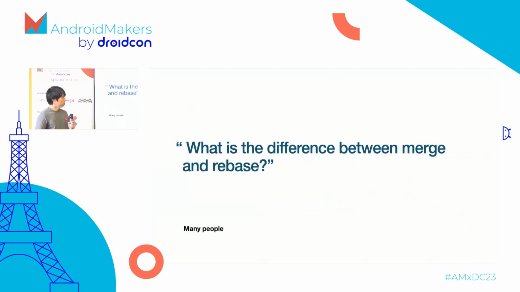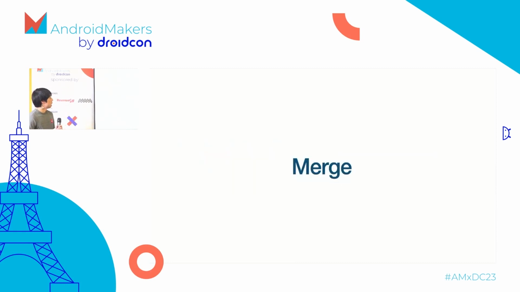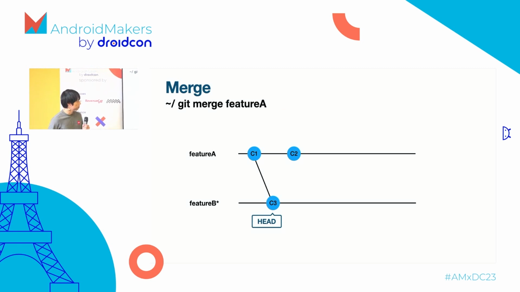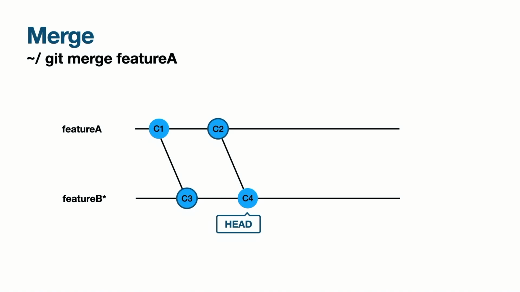So what is the difference between merge and rebase? Because in one example I use merge, in another one I use rebase. So the merge one, I will just give you a quick overview. So we have the git merge and say what is the commit or the branch name. So I'm in the feature B. I do git merge with the feature A. So they do the merge. They create a new commit, the commit 4, and they merge the C2 and C3. And if you have some conflicts, the commit 4 contains the resolution of the conflicts.